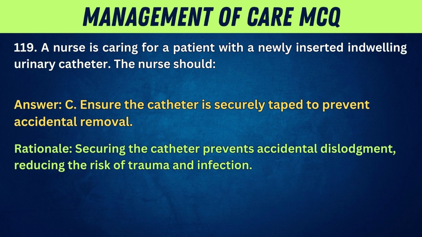Answer: C. Ensure the catheter is securely taped to prevent accidental removal. Rationale: Securing the catheter prevents accidental dislodgement, reducing the risk of trauma and infection.